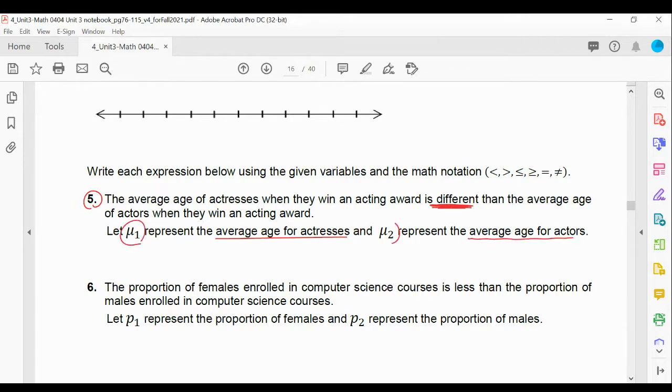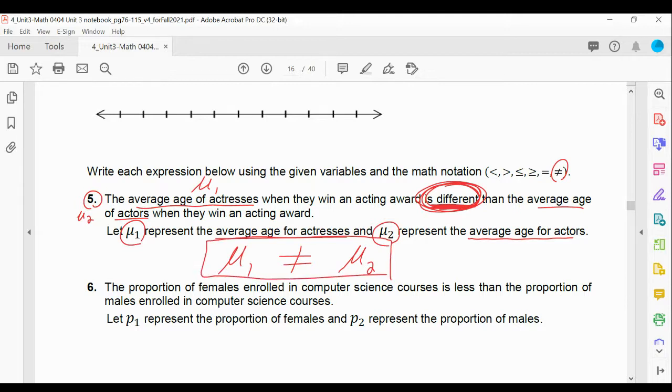So we're comparing these two in the sentence above. They say that the average age of actresses, what variable is that? Mu1 or mu2? That's correct, mu1 is different than the average age of actors. So what variable is that? Mu2. So what's the comparison or inequality symbol between mu1 and mu2? They're telling you that it's different. So what's different? That means that it's not equal to. So this is how you would write that inequality there, okay? Not equal to.